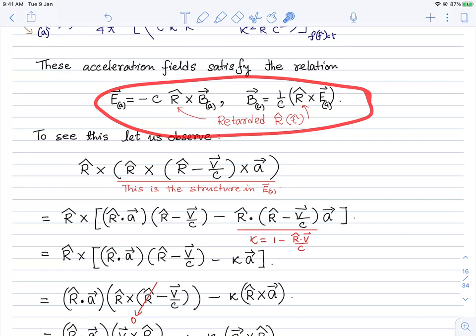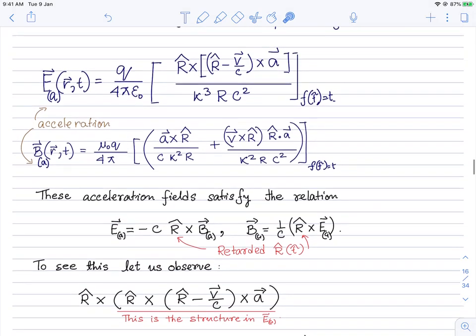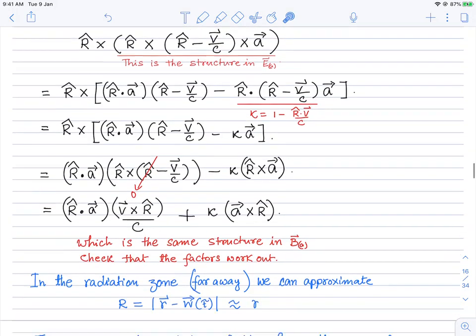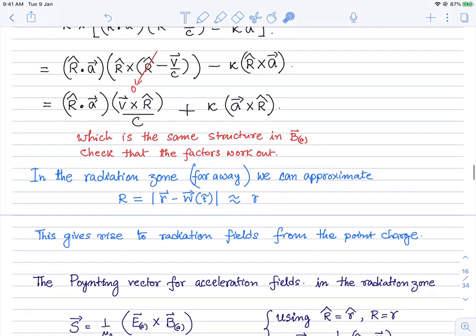Also one thing to notice that is interesting: because of the cross with R, the electric field is perpendicular to the R hat direction, and so is the magnetic field. You see there's a cross with R here, and a cross with R here. Because of that, both the electric field and magnetic field are perpendicular to R hat, and they satisfy this relationship, which is very much reminiscent of the relationship between electric and magnetic fields in electromagnetic radiation. So that is all clear and good.